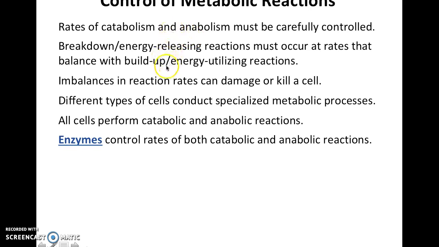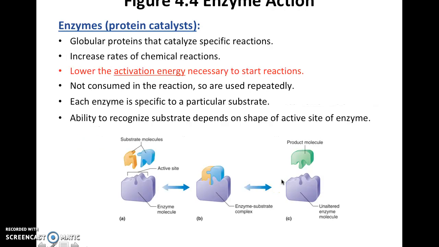Now, control of metabolic reactions. We are constantly controlling these things, catabolism and anabolism, in order to maintain homeostasis in the body. We want to keep all processes within normal limits in the body to prevent disease conditions. In order to do that, we have something called enzymes. Enzymes control the rates of both catabolic and anabolic reactions.